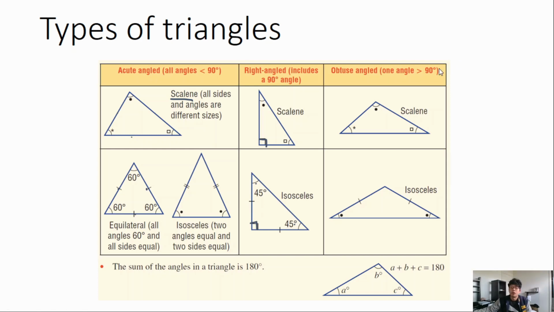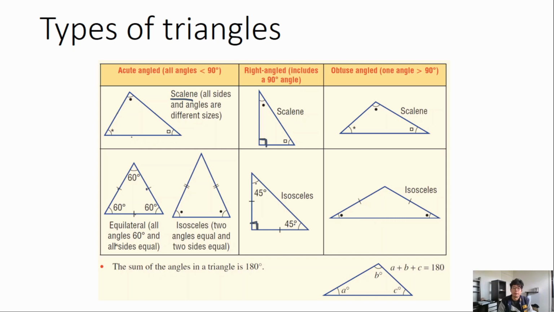And finally, we have an obtuse angled triangle. This is when at least one angle is bigger than 90 degrees. That one's over here, that's bigger than 90, and this one's also over here. This can also be scalene. Once again, all sides different and all angles different, or it can be isosceles, two sides are the same and two angles are the same.